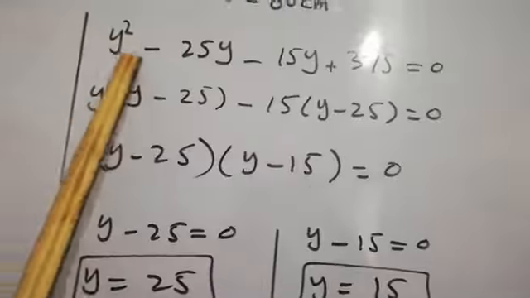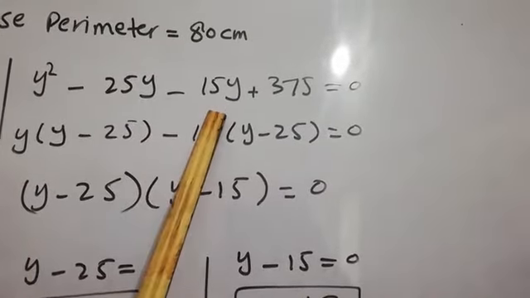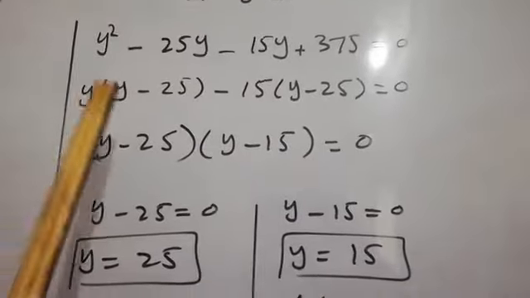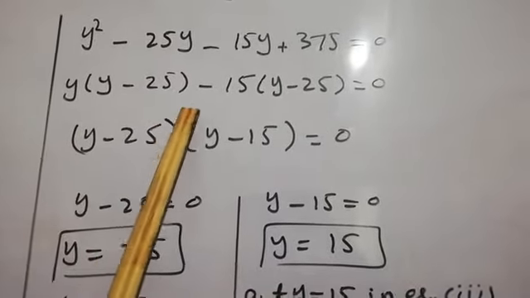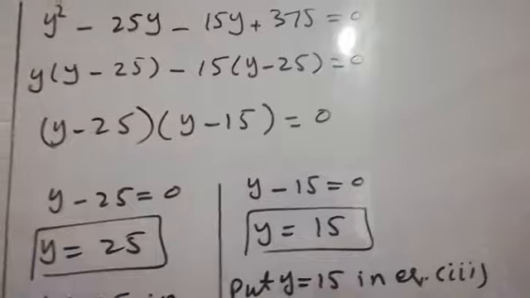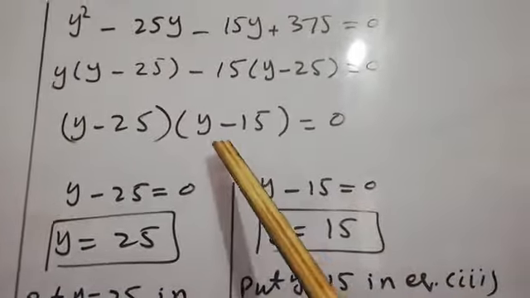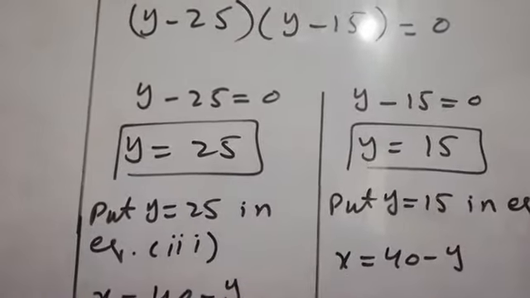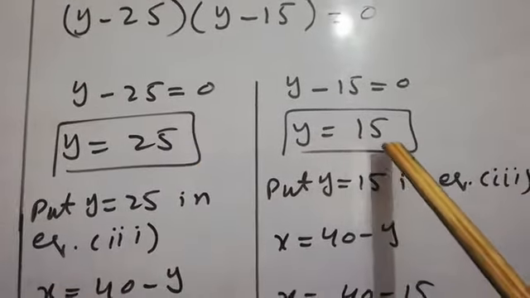So we will break the middle term like this: y square minus 25y minus 15y plus 375, where 25 and 15 add to minus 40 and their product equals 375. So we will take y as common. It will be y minus 25, and when we take 15 as common from the last two terms, we get minus 15 times (y minus 25) equals 0. So dear students, from this we will find the value of y, which is 25, and the other value of y is 15.